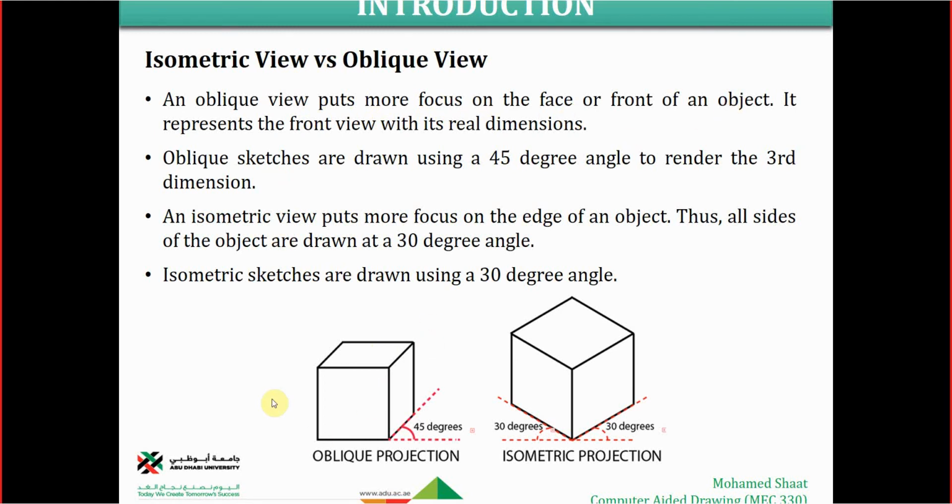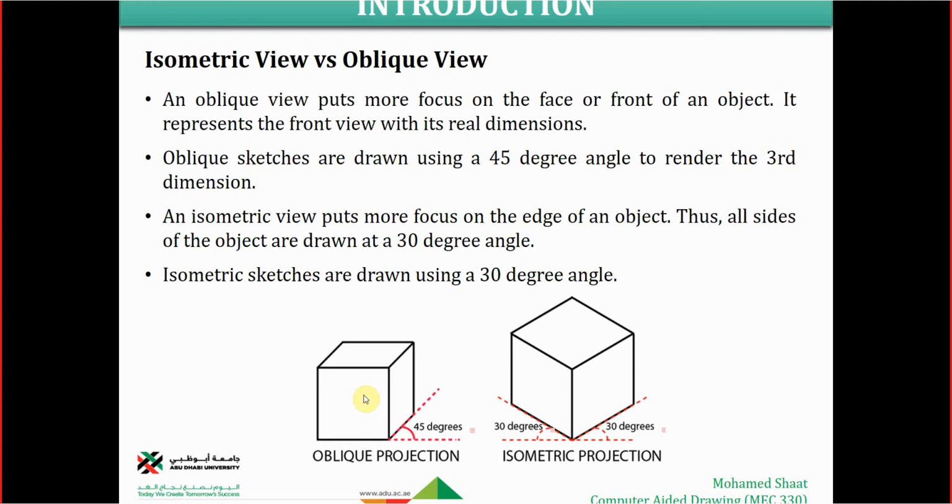For example, if I ask you to describe somebody, the first thing you're going to describe is his face, right? So this face would be considered the front of this guy, the face of this guy. So in the oblique system, we would focus on the face.